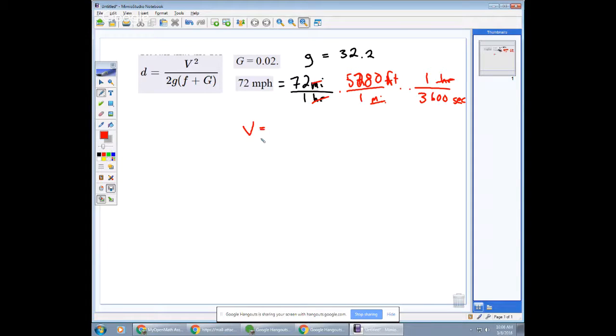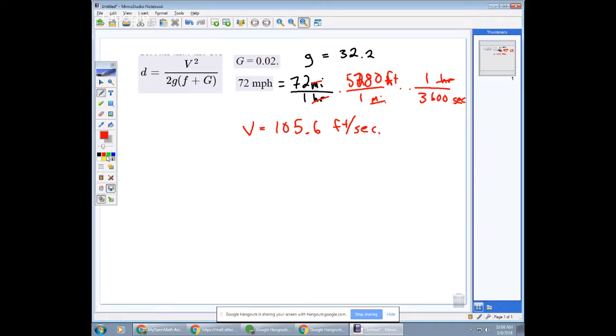Anybody have a calculator? Check that out for me. Who's quickest with their calculator? This calculation here, 72 times 5,280 divided by 3,600. Aaron, you got it? 105.6. Okay, we get 105.6. And that's the feet per second that we need for the formula.